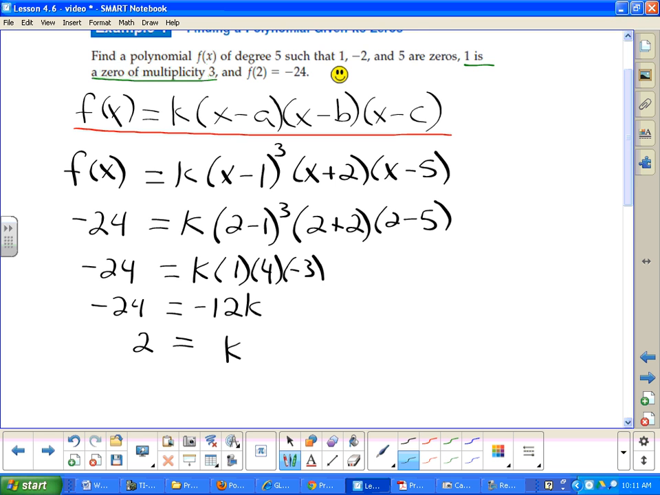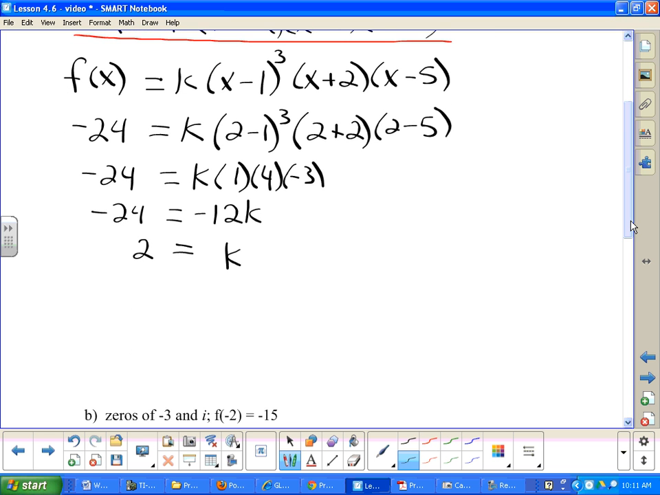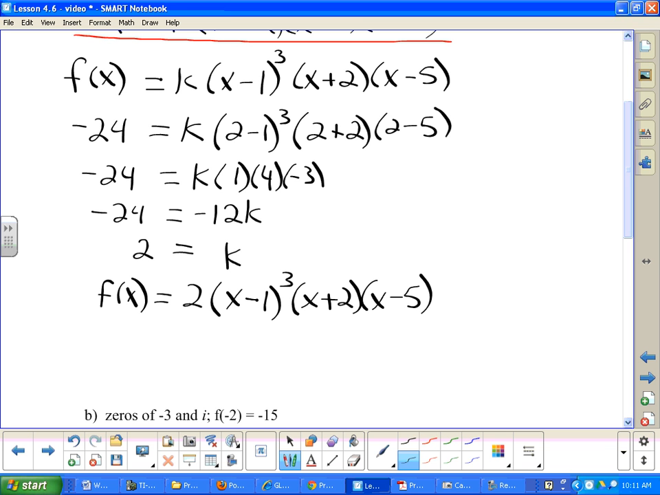So my polynomial then is going to be f of x equals 2 times the quantity x minus 1 cubed times x plus 2 times the quantity x minus 5. And then we'll go ahead and multiply that out. I'm not going to do it for you right now, but that's something that you can do. In my multiplication, I would multiply the factors first. I would multiply these two first, find this cube, and then I would just double all of my coefficients from there.